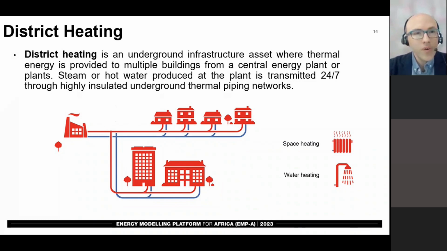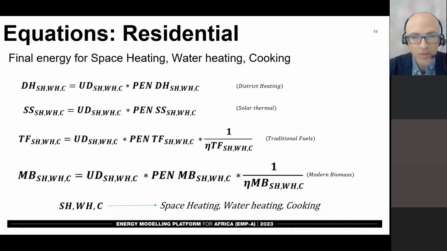So how to calculate the final energy for each energy form from the useful energy demand. This equation is available for space heating, water heating, and cooking, where there is a competition between energy forms. We will always use these equations, where we introduce two parameters: the penetration rate and the efficiency.